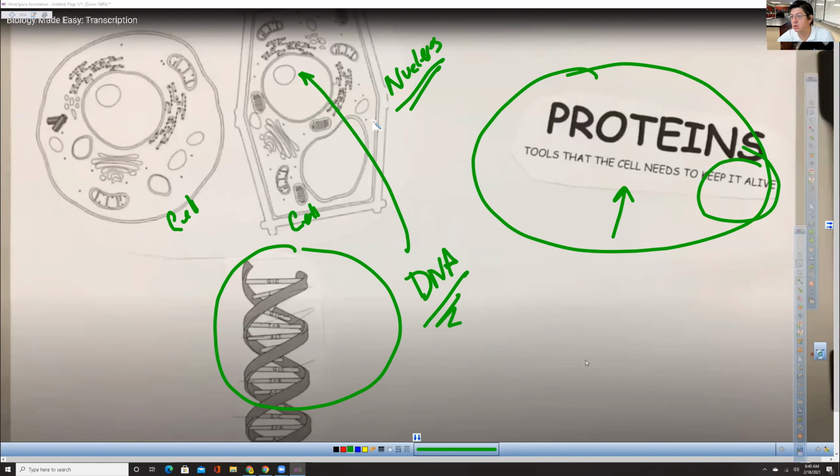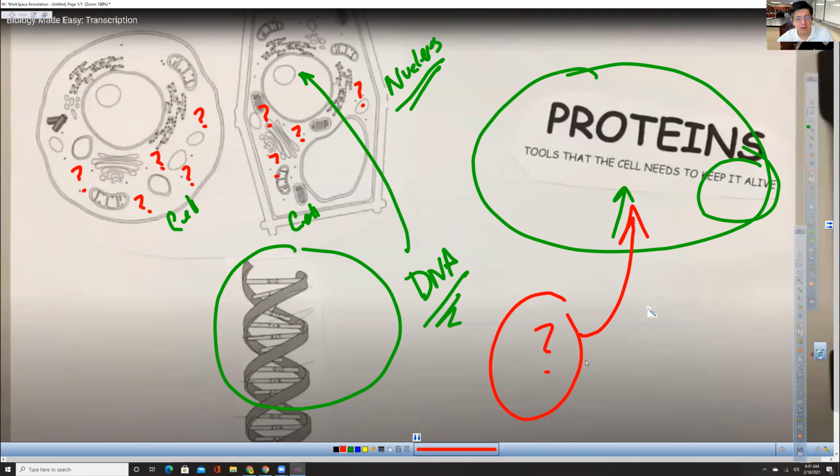Remember this. Write this down in your notes right now. Cells need proteins to stay alive. So there's something inside the cell. I'm going to use a different color, let's use red. And there's something inside the cell, and I'm putting all these question marks. There's something inside the cells that makes the proteins.